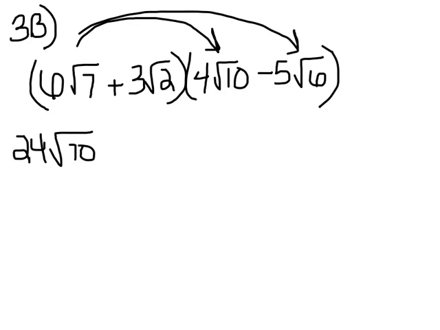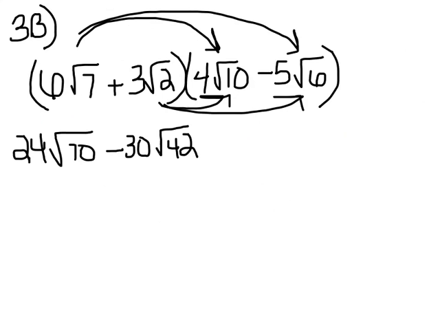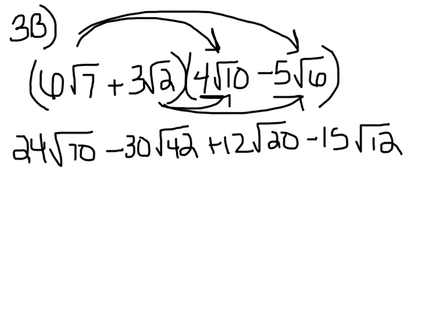Now 6 radical 10 times a negative 5, 6 times negative 5 is negative 30, radical 7 times radical 6 is radical 42. Now we'll multiply using the distributive property our 3 radical 2, so 3 times 4 is 12, 2 times 10 is 20, 3 times negative 5 is negative 15, radical 2 times radical 6 is radical 12. Now, that was step 1.